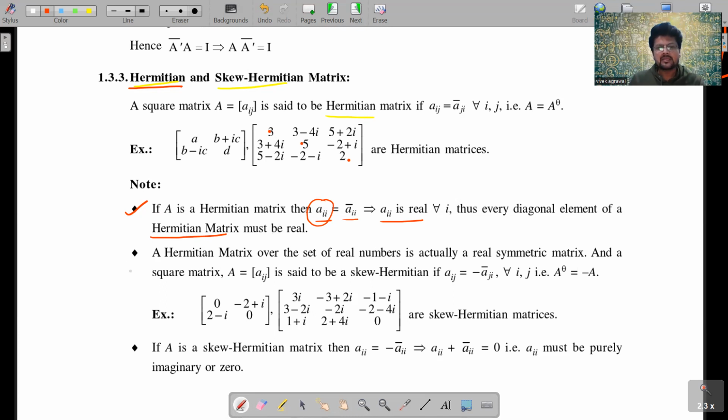Okay. Now, second point, a Hermitian matrix over the set of real numbers is actually a real symmetric matrix. And a square matrix is said to be a skew Hermitian matrix. So for any skew Hermitian matrix, what should happen? There is only the difference of the negative sign. This time you have to find the conjugate, then do the transpose, and then multiply with the negative sign. If you get the original matrix, then you will call it a skew Hermitian matrix.